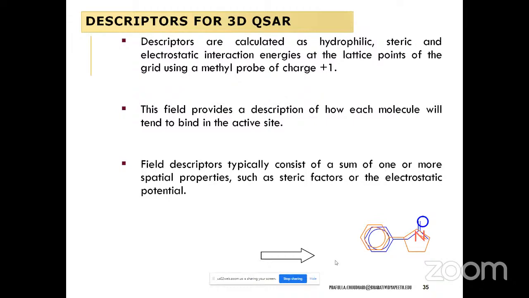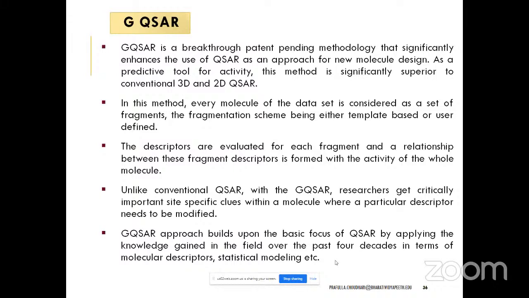This field provides a description of how each molecule will tend to bind with the active site. It means this only predicts the interactive behavior, and these fields are required to provide an exact description of how each molecule can have binding capability with the active site. Normally, these field descriptors typically consist of a sum of one or more such spatial properties, such as steric factors and electrostatic potential. Now, there is another technology that I want to discuss with you.